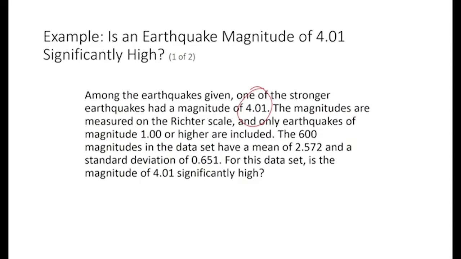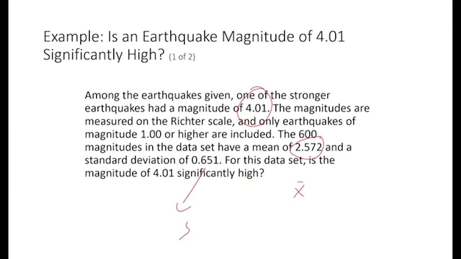And only earthquakes of magnitude 1.00 or higher are included. That's the given information. The 600 magnitudes in the data set have a mean of 2.572. That's the mean. And the standard deviation is given, which is 0.651.